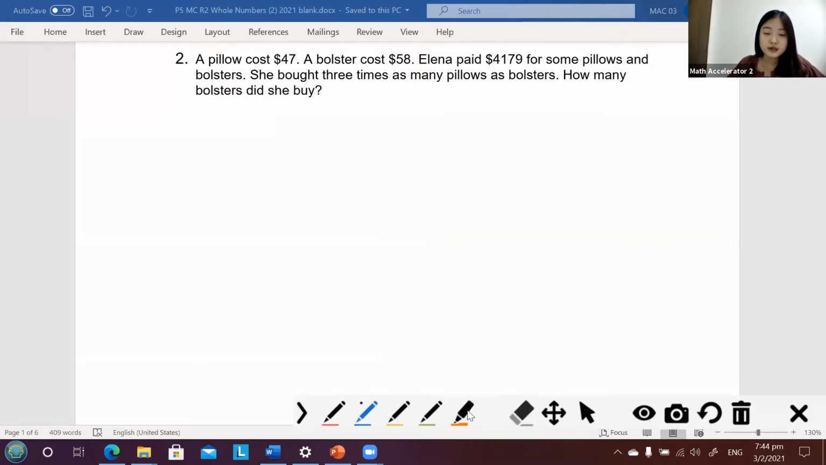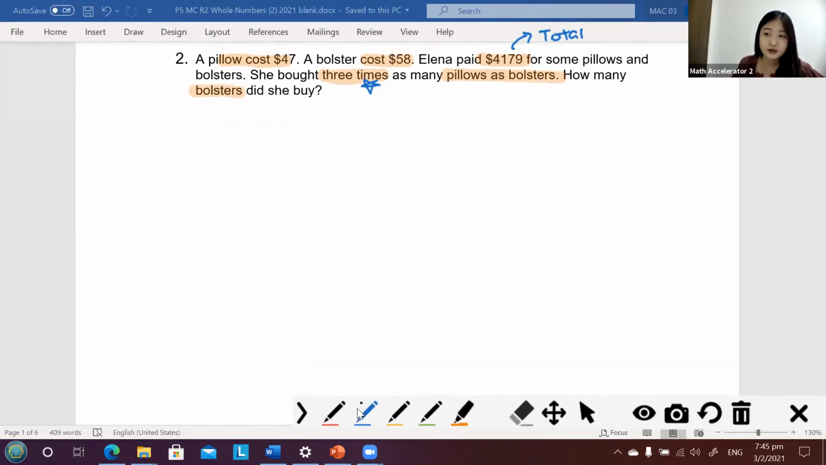A pillow costs $47 and a bolster costs $58. Elena paid $4,179 for some pillows and bolsters. So immediately write down total here, because this is the total that she paid for the pillows and the bolsters. She bought 3 times as many pillows as bolsters. Your key sentence here: 3 times. How many bolsters did she buy?